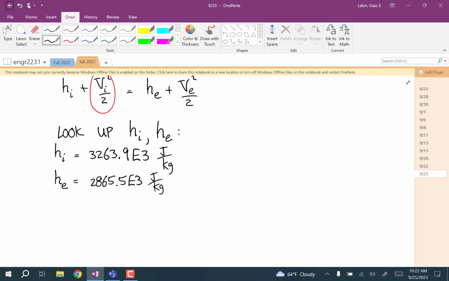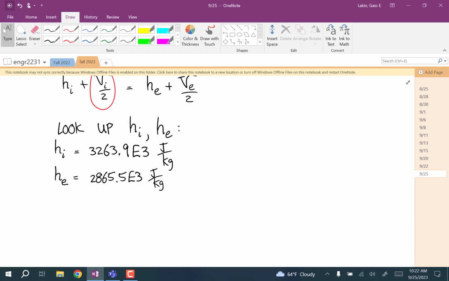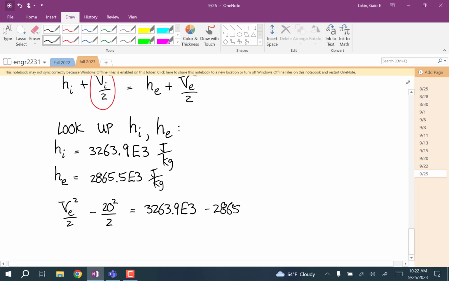Okay, so our equation simplifies to: the speed at the exit that we're trying to calculate squared over 2, minus the speed at the inlet squared over 2, is equal to 3263.9 times 10 to the third, minus 2865.5 times 10 to the third.